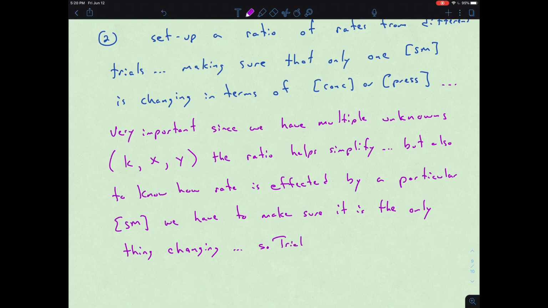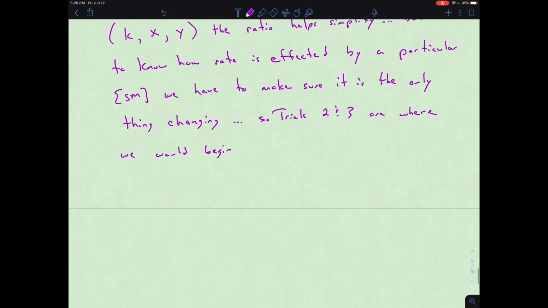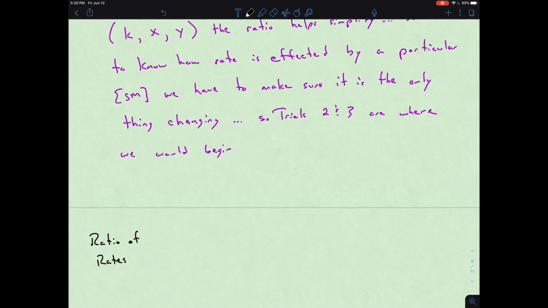So trials 2 and 3 are where we would begin. If we then say, okay, what do I want to do? I want to do a ratio of my rates. So I would say, okay, well, the rate of trial 3 over the rate of trial 2. Well, what does the rate of trial 3 equal to?